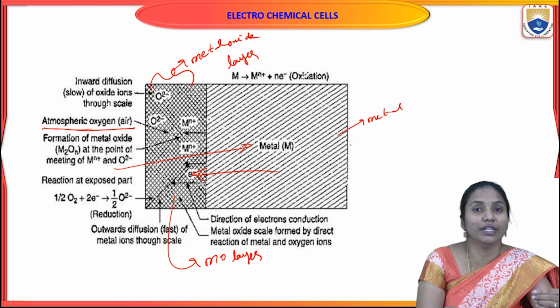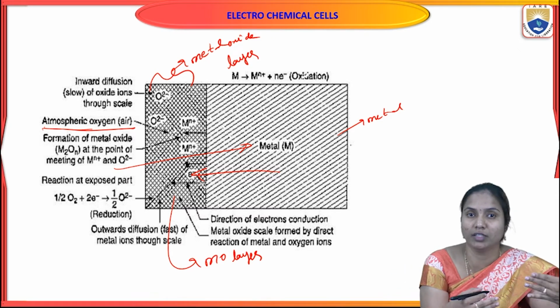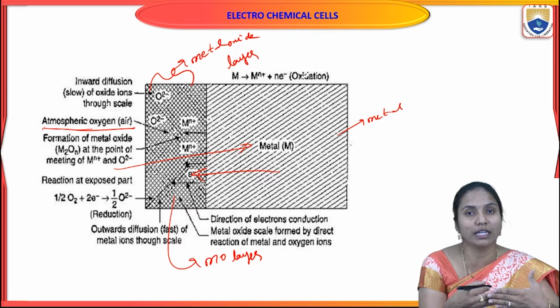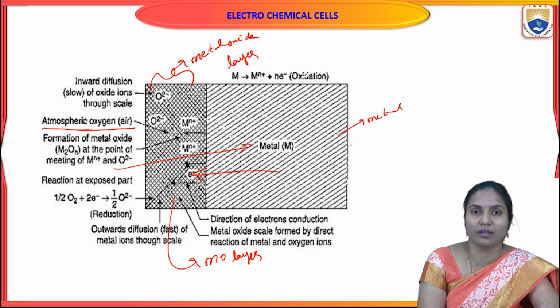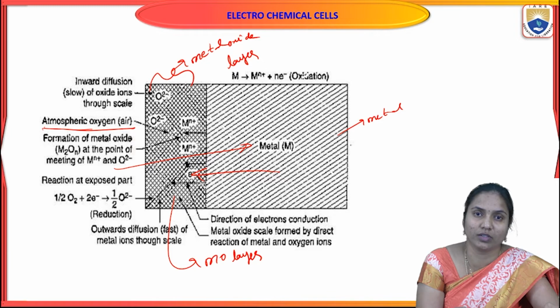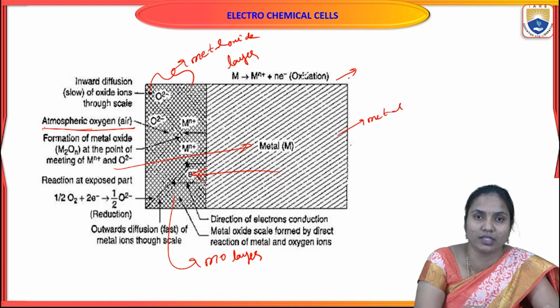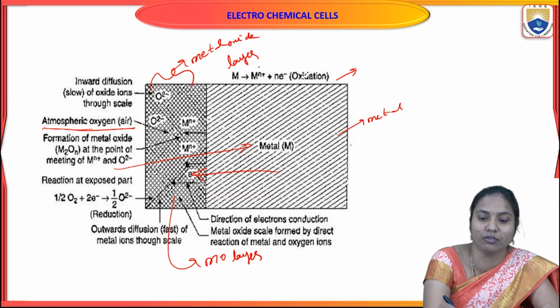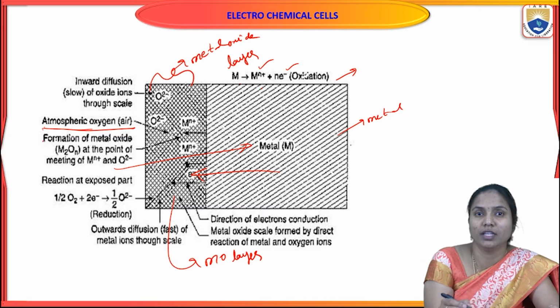So any metal, when it interacts with atmospheric oxygen, forms a metal oxide layer. The metal diffuses outward and oxygen diffuses inward. Both transfers occur, and finally it forms a metal oxide layer on the metal surface. This layer plays an important role in this oxidation corrosion. For example, this metal undergoes oxidation and diffuses outward, giving metal ions and loss of electrons.